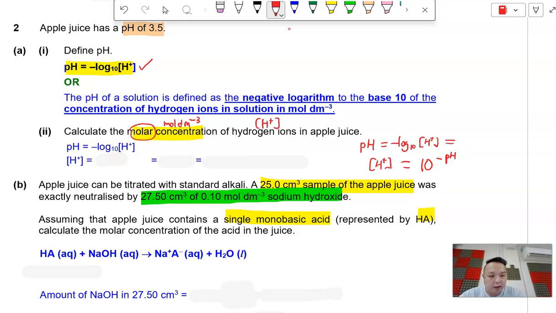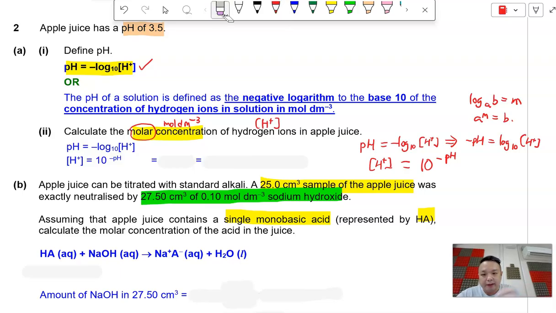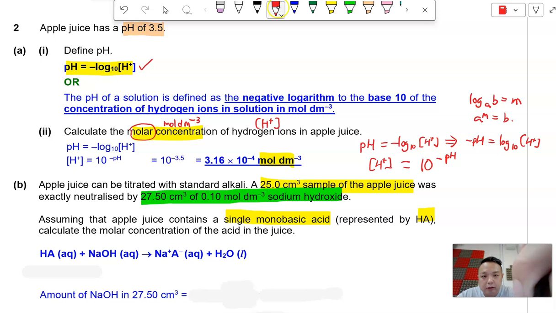Alright, so if I were to show you the intermediate working, it will be negative pH equals log base 10 of H+. Then your log rules: log A of B equals M, so A to the power of M will be equal to B. I'm just applying the same principle. So in this case, H+ equals 10 to the power of minus pH, 10 to the power of minus 3.5. You key in your calculator. You should be able to get 3.16 times 10 to the power of minus 4. Again, remember your units, and answer to 3 SF. So that's part A. Quite straightforward question.